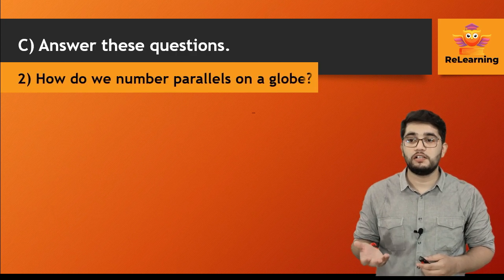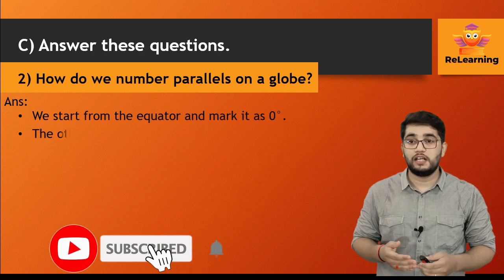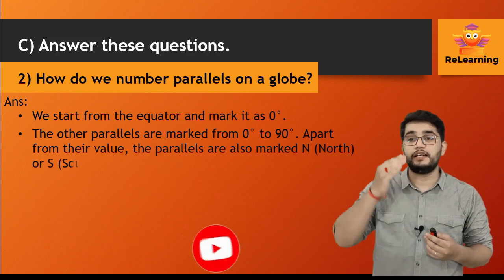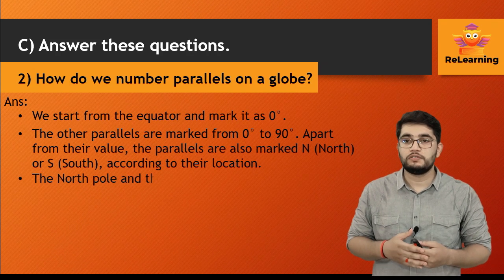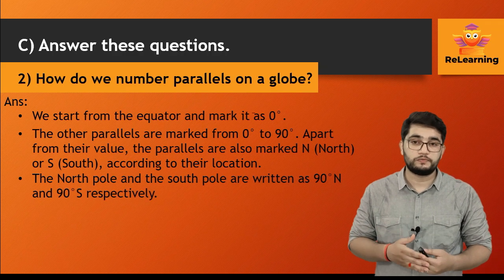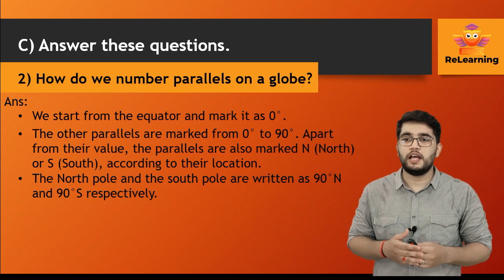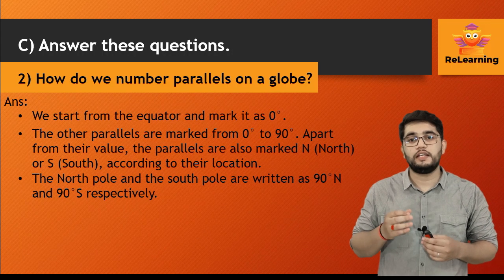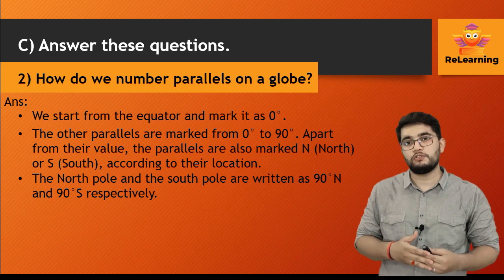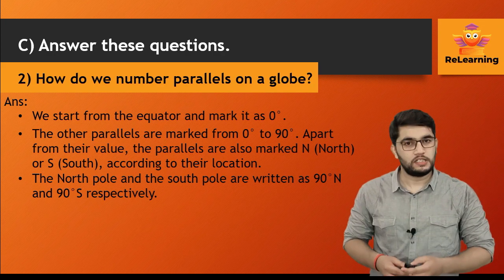How do we number parallels on a globe? Answer is, we start from equator and mark it as 0 degrees. The other parallels are marked from 0 degrees to 90 degrees. Apart from their value, the parallels are also marked N, that is for north, and S for south, according to their location. The North Pole and South Pole are written as 90 degrees N and 90 degrees S respectively. This was the answer for the second question. Let's see the next question.